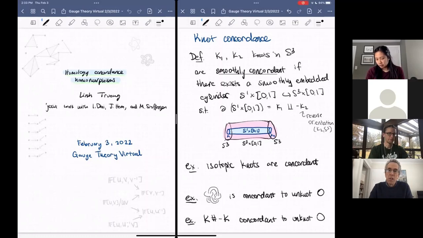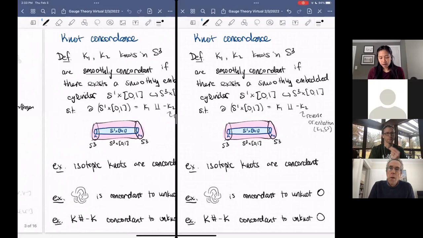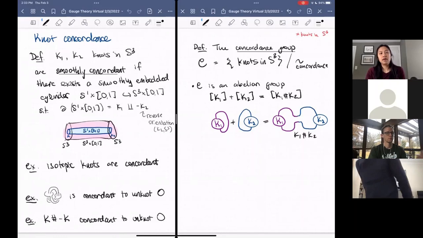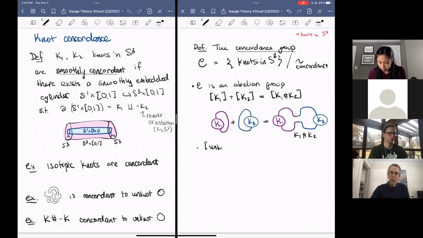And one reason why people study knot concordance is that it gives an equivalence relation on knots, which turns the set of knots in S3 into a group when you mod out by the equivalence relation given by concordance. So C here is the concordance group. It's an abelian group where the group operation is given by connect sum. And the identity for this group is given by the class of the unknot. And inverses are given by taking the reverse of the mirror of the knot.